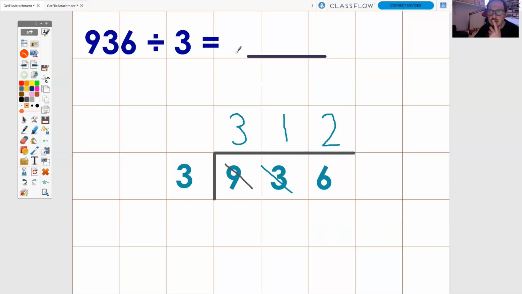Let's just double check that. Was that the same as the last one? It was 312. And that is the bus stop method. Let's see it in action again. All right, let's have a little look.